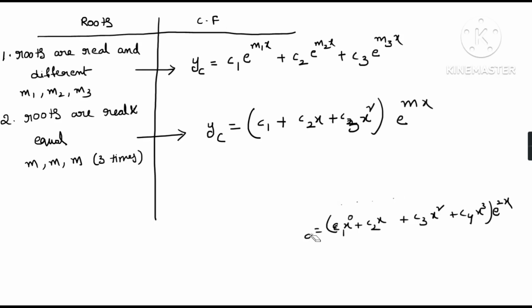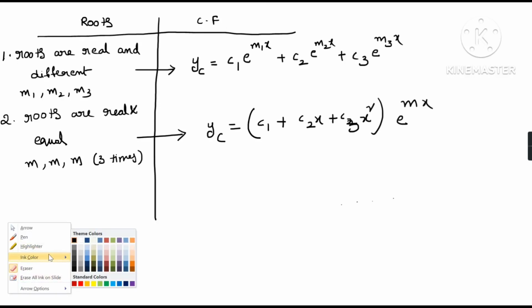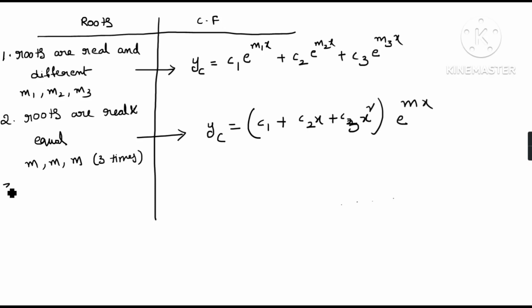So till now I have completed two types of roots: roots that are real and different, and roots that are real and equal. We have to take the complementary function in such a way. Now coming to the third one, suppose some roots are different and some roots are equal.